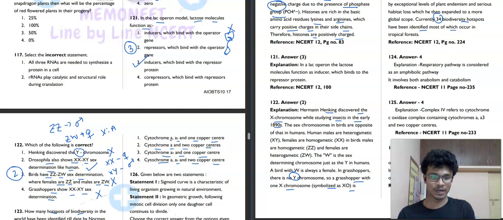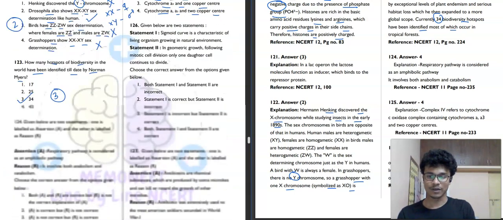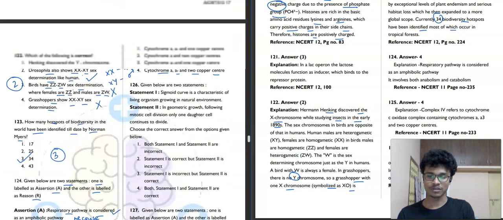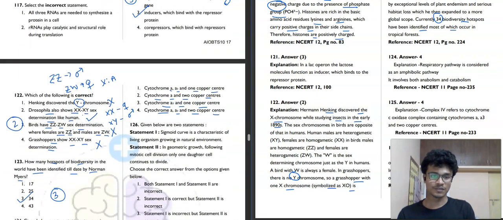This was basically an informative type of question, and we know that cytochrome C oxidase complex means complex 4. It contains cytochrome a, a3 along with 2 copper centers. The fourth option will be our correct answer for this question.